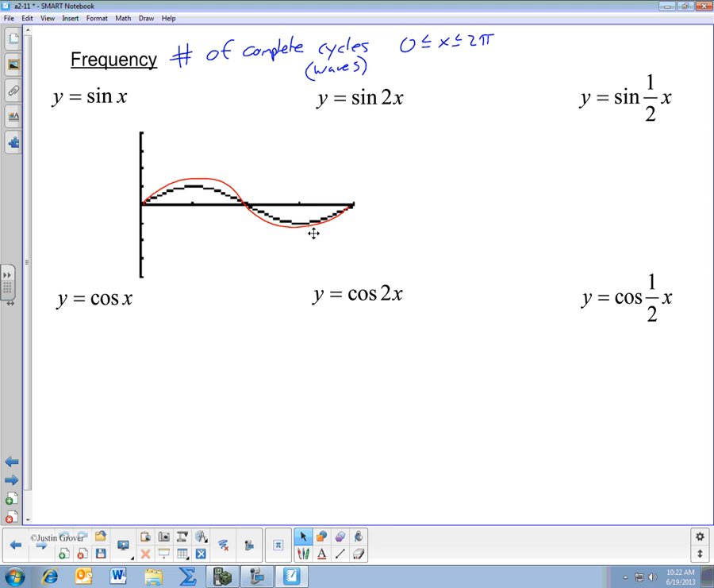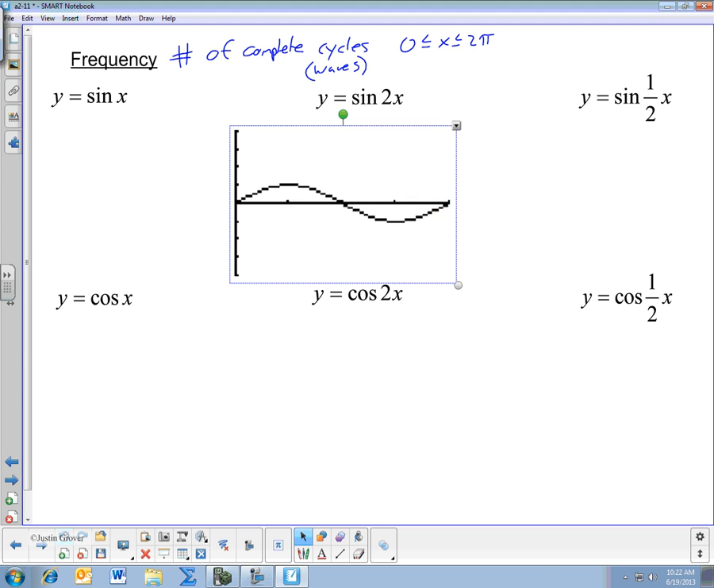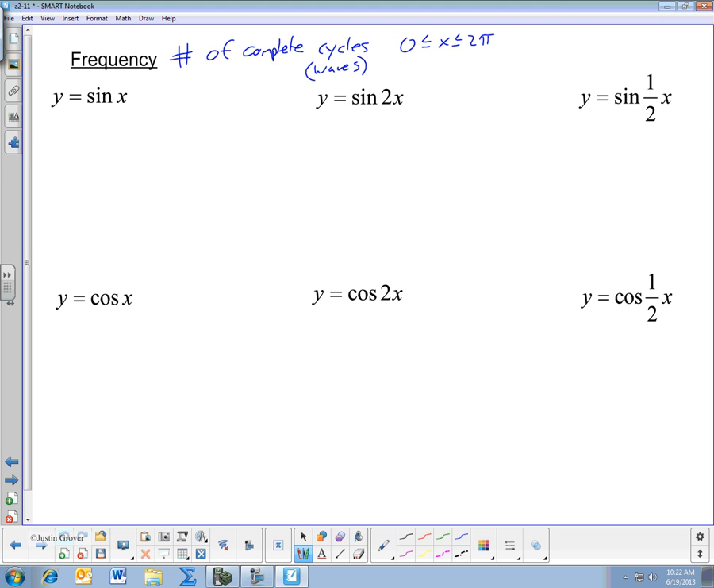So the frequency for this, and we use the letter B for frequency, is 1. We have one complete cycle from 0 to 2 pi, and that's your standard sine graph, and that's normal.